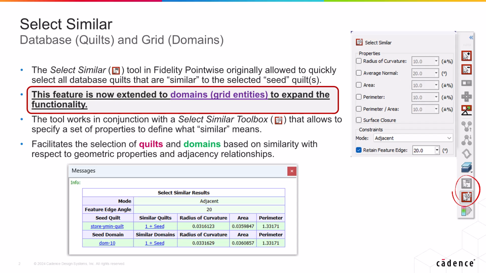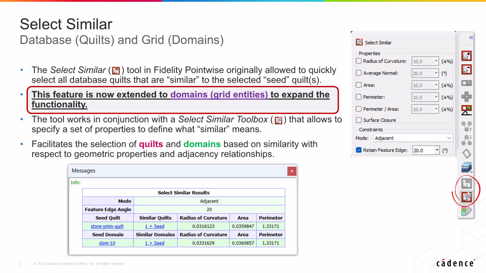Now, starting with Fidelity Pointwise version 2024.2, this feature is extended to domains, which significantly expands the functionality of this tool. What's great about this is that you are still utilizing basically the same toolbar with the same options. So a user who is familiar with the Select Similar tool can use it in no time for selecting domains. If you want a refresher, please check out the videos, also linked in the description, which cover the use of this functionality for database entities of type quilts.